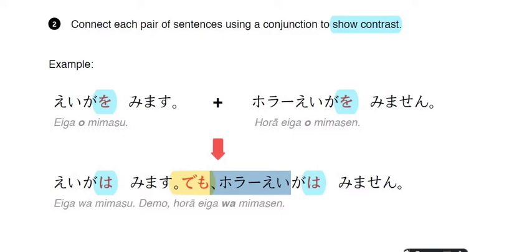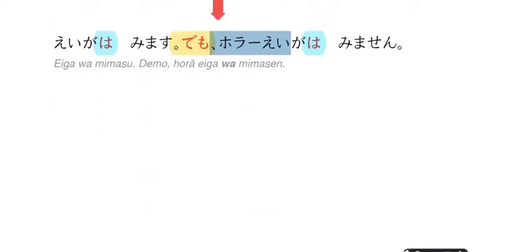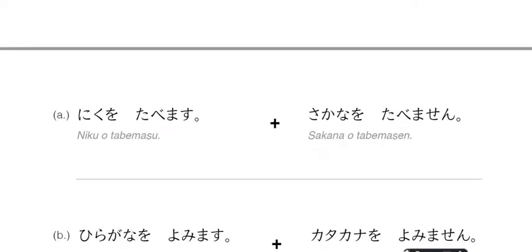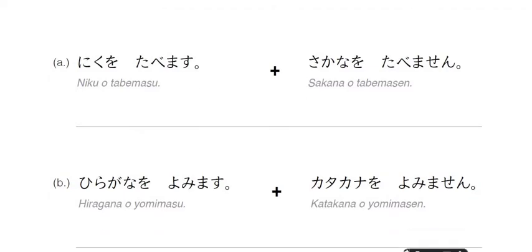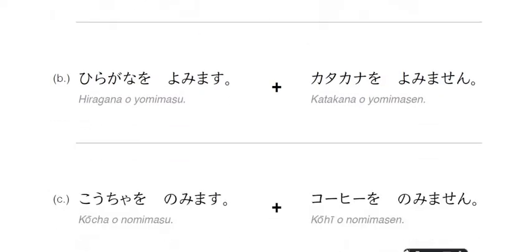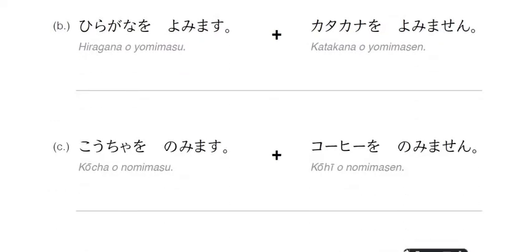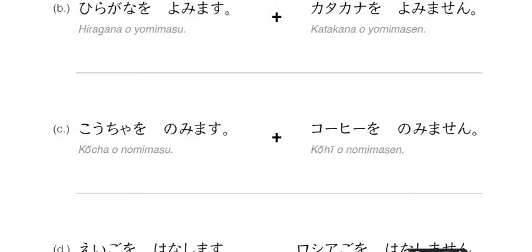Okay, so the sentence becomes 家がは見ます。Demo is but. ほら家がは見ません。I hope you understood how this works, okay? Now you have to do rest of the sentence. 肉を食べます。魚を食べません。So these two sentences, you have to join them. ひらがなを読みます。カタカナを読みません。Use them, join them using the word but, which is demo.